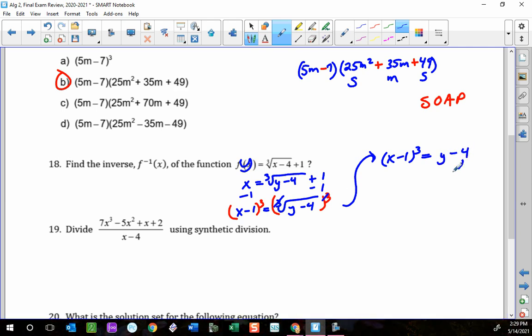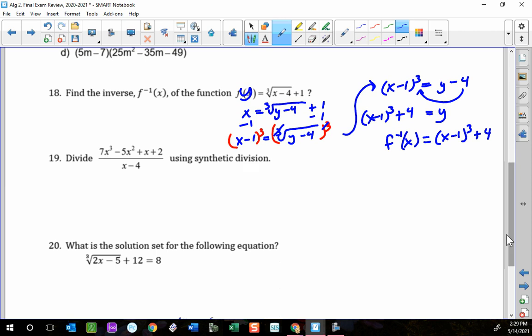So I just got to pop my 4 to the other side. So I get x minus 1 to the third. It turns into a plus 4. And, you know, it's supposed to be y equals, but we're going to write it as the inverse. My answer, x minus 1 to the third plus 4.